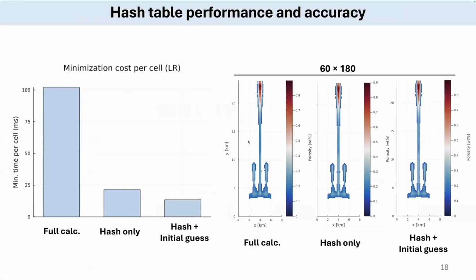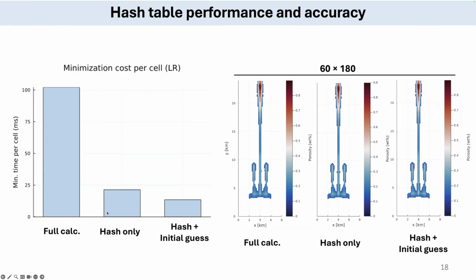So now the question is how efficient it is to use a hash table and how accurate it is. And here on the left, just to demonstrate, I was doing the same simulation by doing the full calculation of the petrology. So I was computing for every point of the cell the full thermodynamic equilibrium. And this diagram shows you the minimization cost per cell. So if you do the full petrological coupling, we get a minimization time per cell of around 100 milliseconds.